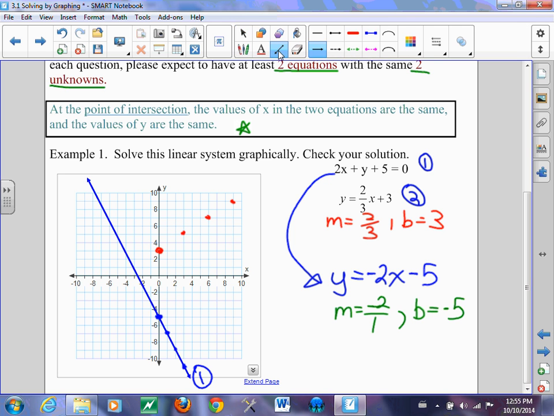Then we're going to take your ruler and draw a straight line all the way through this.